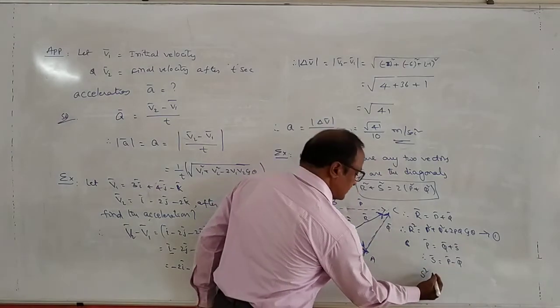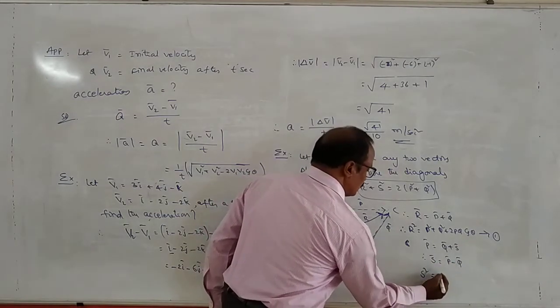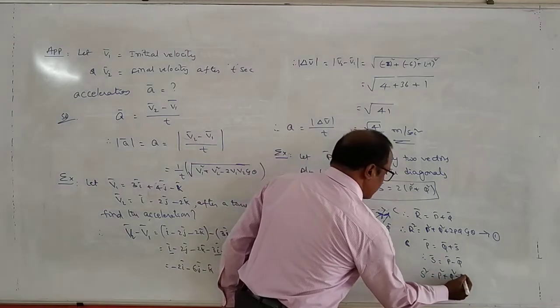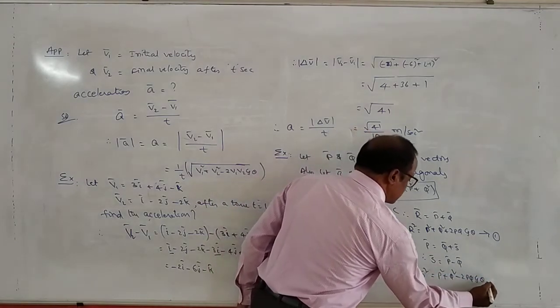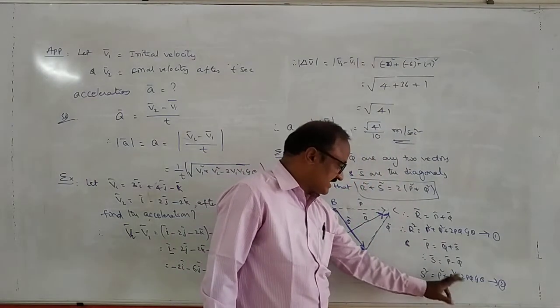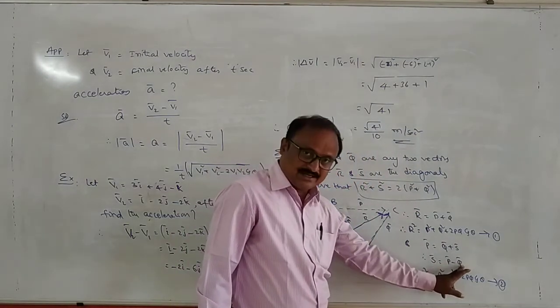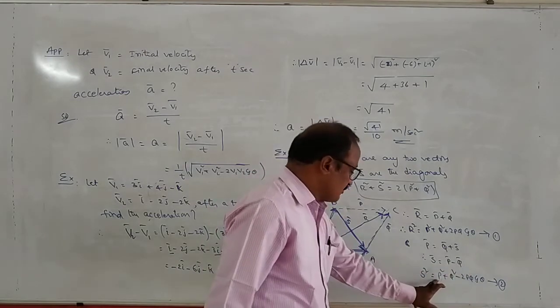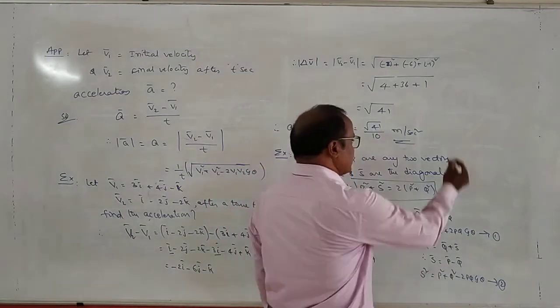Then what is the form of S square? S square is equal to p square plus q square minus 2pq cos theta, equation 3. Here, what is the minus sign? S bar is equal to p bar minus q bar. That's why S square is equal to p square plus q square minus 2pq cos theta.